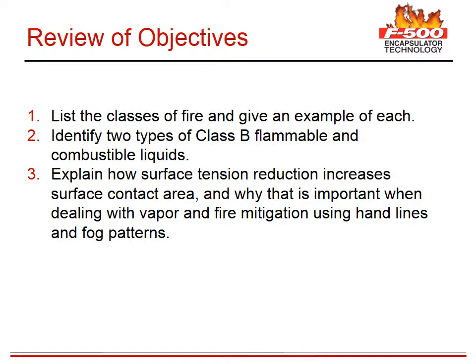Students should be able to answer the following. List the classes of fire and give an example of each. Identify 2 types of Class B flammable and combustible liquids. Explain how surface tension reduction increases surface contact area and why that is important when dealing with vapor and fire mitigation using hand lines and fog patterns.